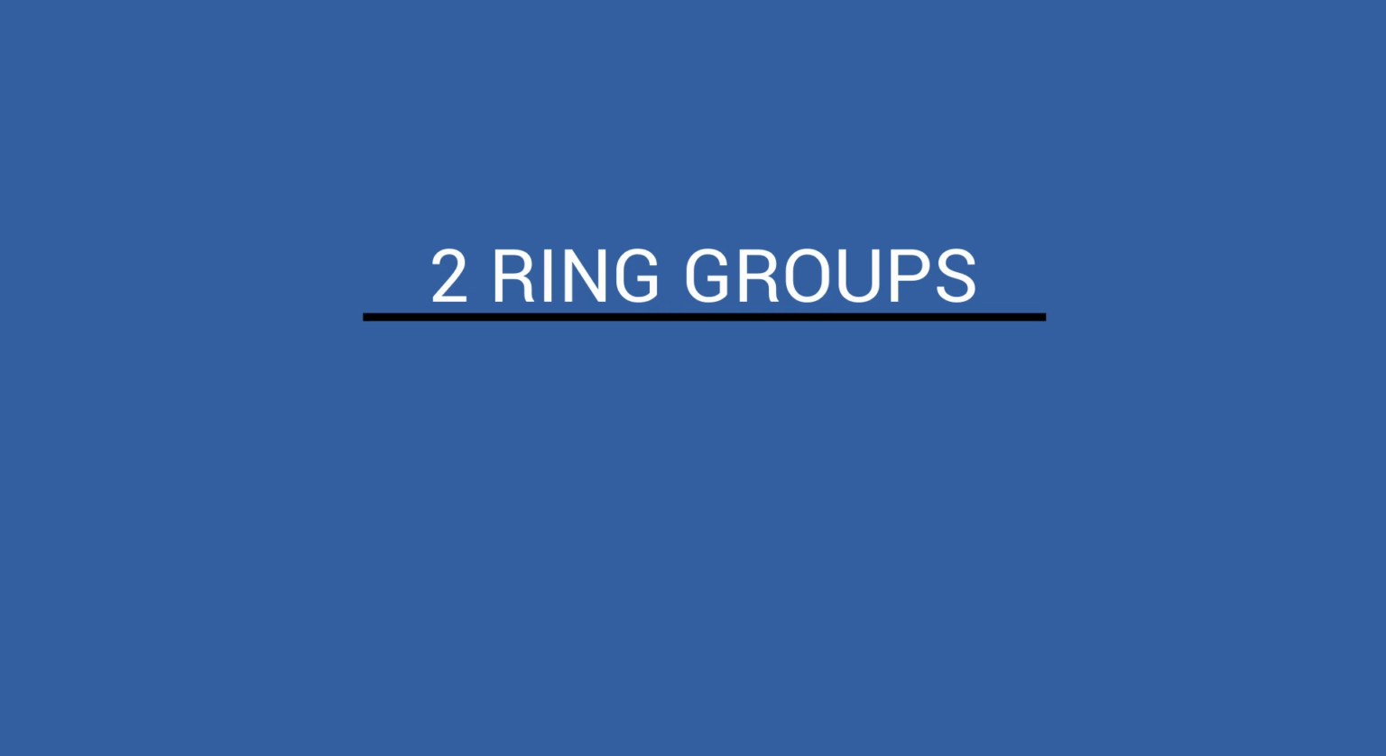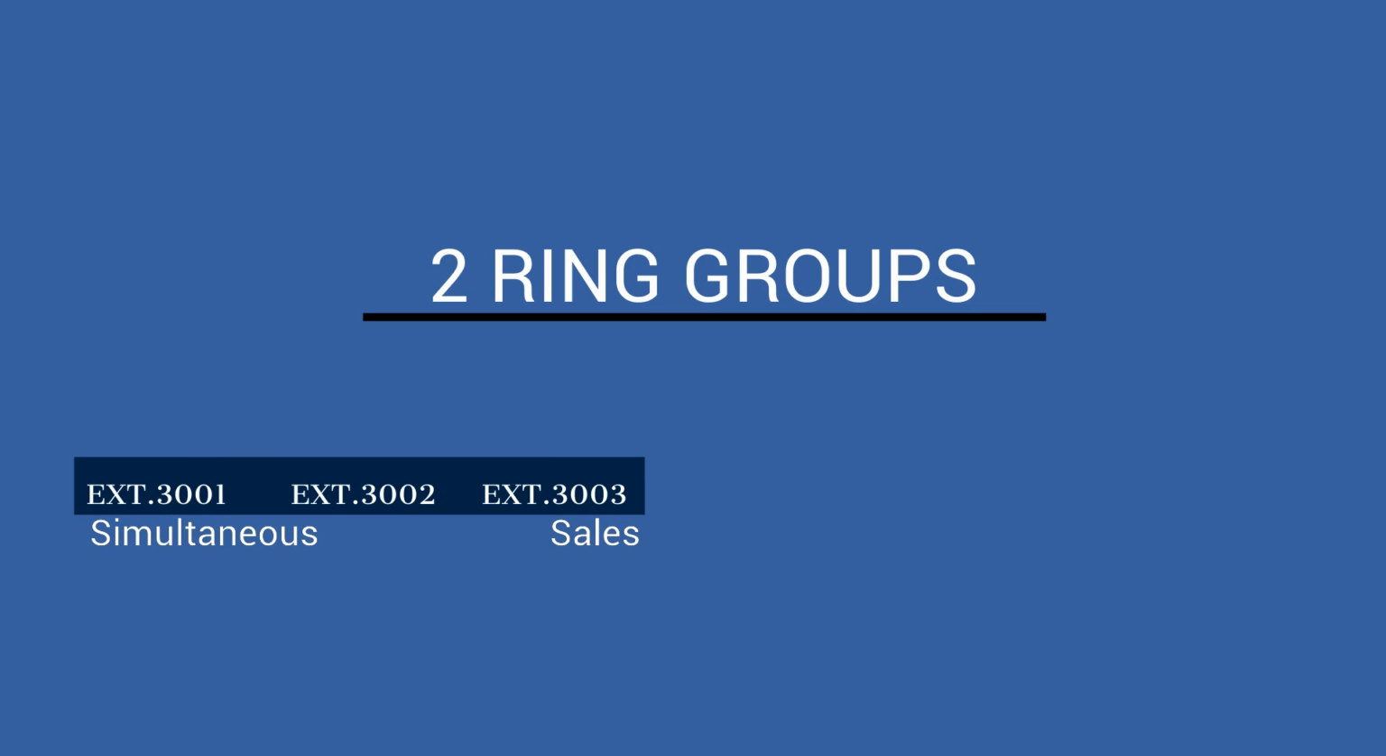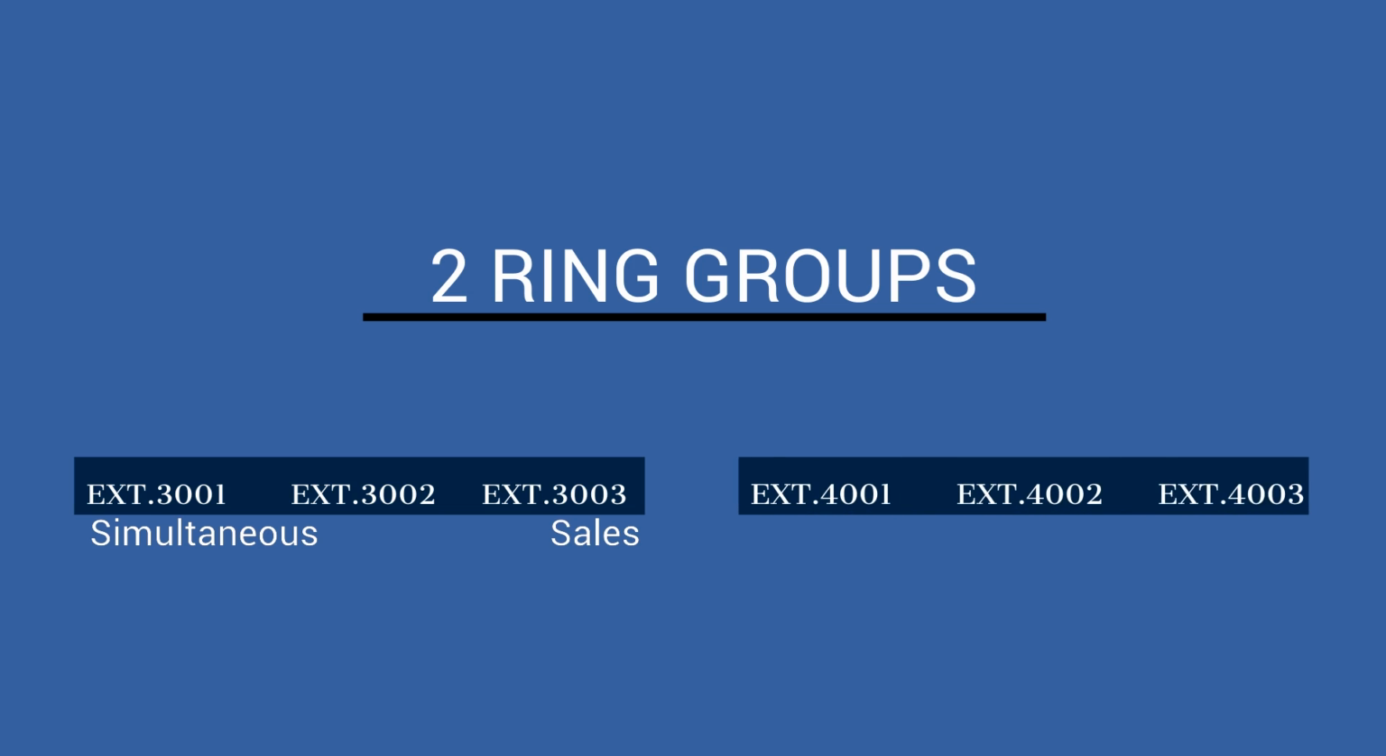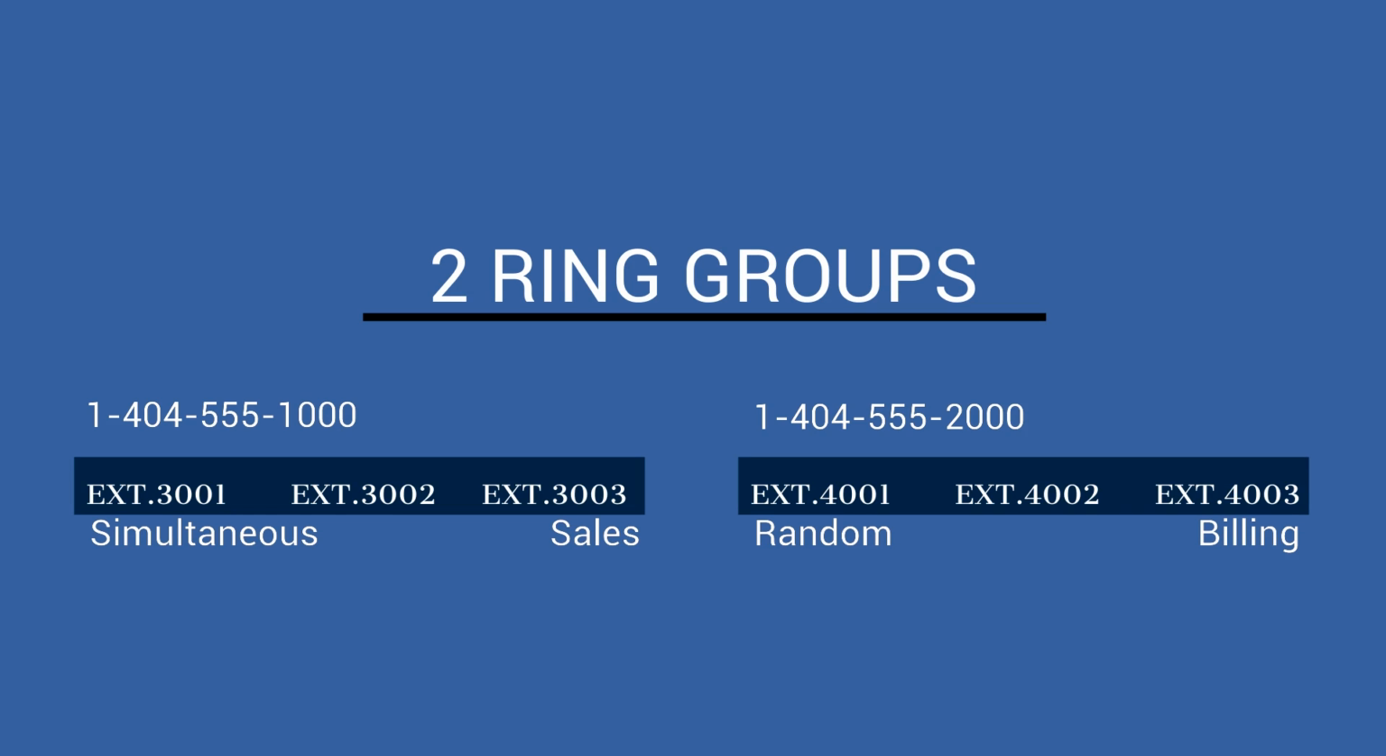In this tutorial, we will set up two ring groups. First, we will set up 3 extensions using the simultaneous method. The second ring group will also have 3 extensions, but these extensions will be configured with the random method. Each ring group will be assigned an external DID.